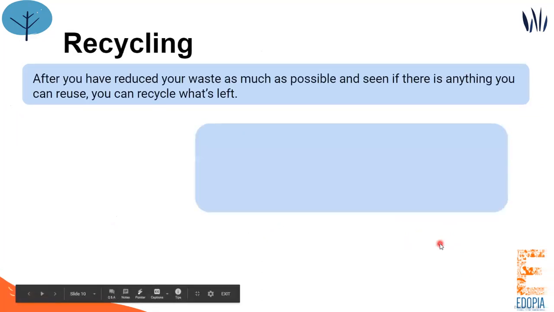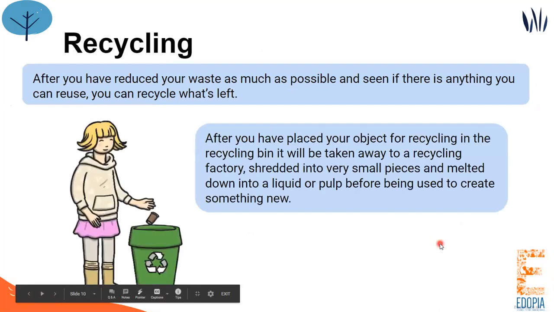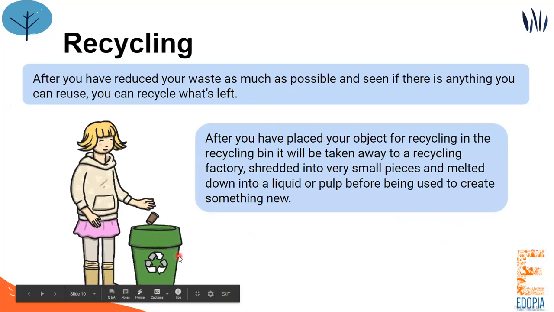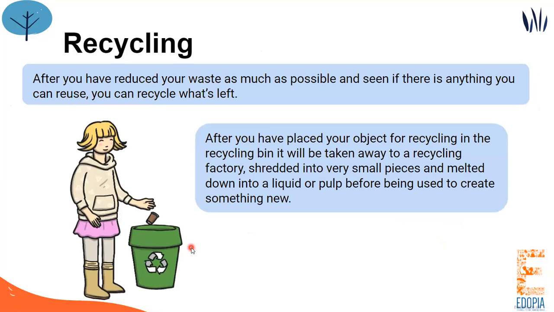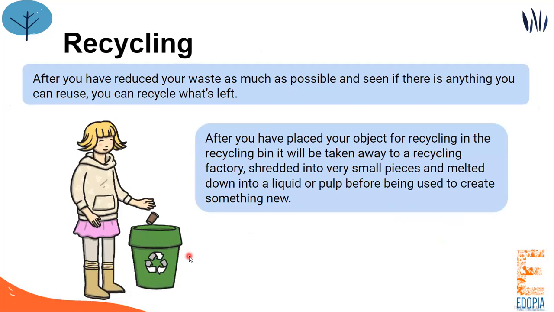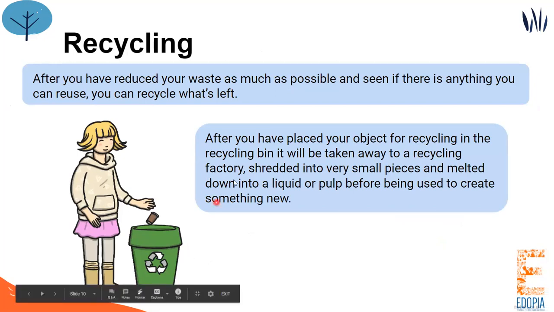Finally, we talk about recycling. After you have reduced your waste as much as possible, you recycle it. Once you put it in the recycle bin, it is taken away to a factory, and there it is shredded down into very tiny pieces. For glass and plastic, it is maybe melted down into a liquid form or pulp form before it is used to create something absolutely new.